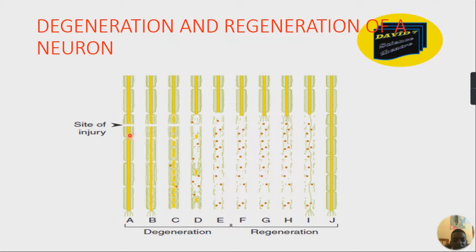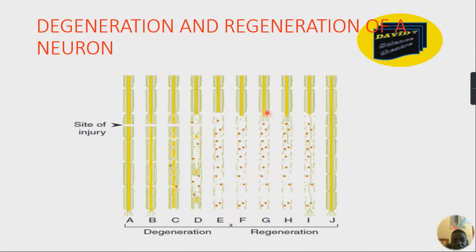There's degeneration. You can see the axon. This is the site of injury, and the changes are occurring distal. Degeneration can occur distal, proximal to the site of injury, and within the cell body, which I didn't show here. And now regeneration will start.